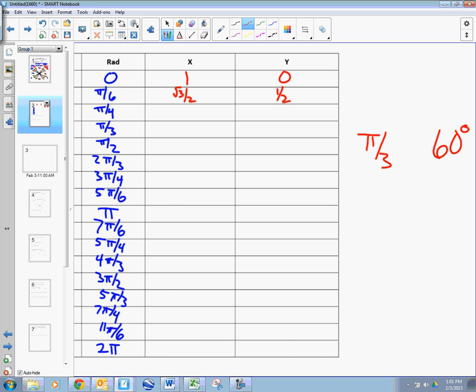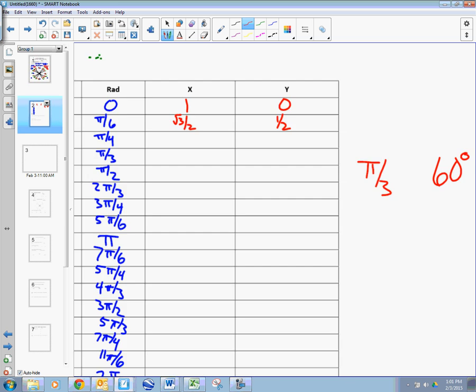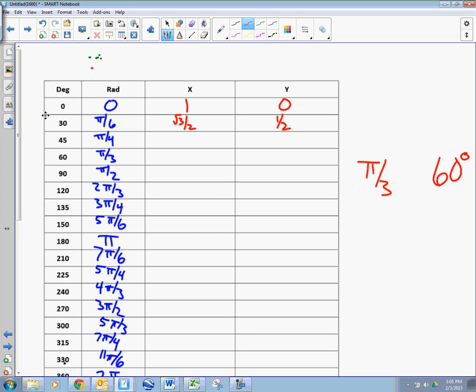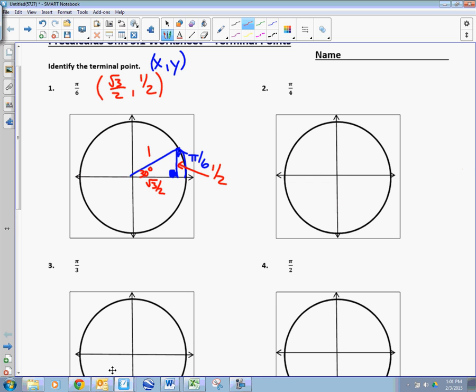Let's do pi over 4. I got to get my other sheet. Okay. Pi over 4. How many degrees have I traveled if I've gone pi over 4? 45. So what kind of special triangle do I have? 45, 45, 90. What is the length of my radius in the unit circle?